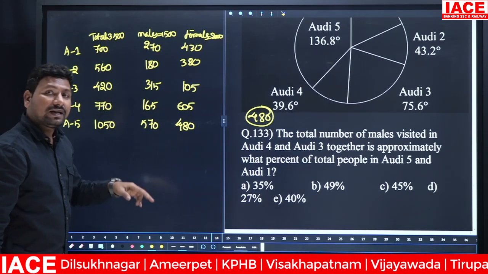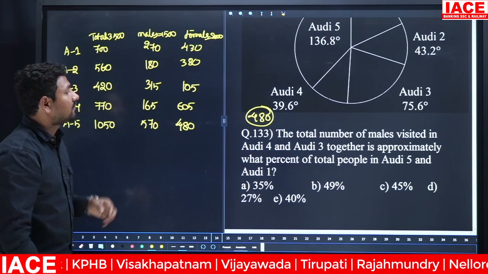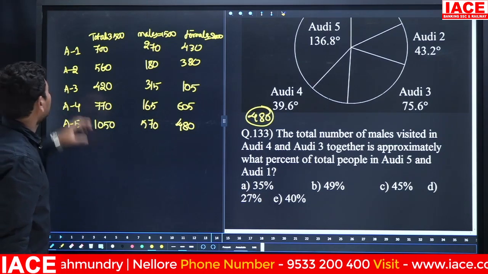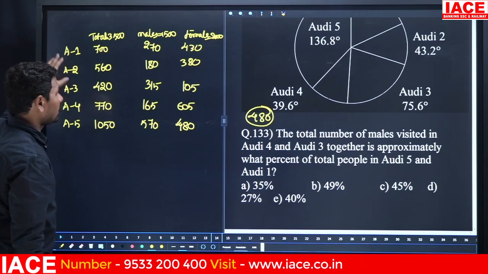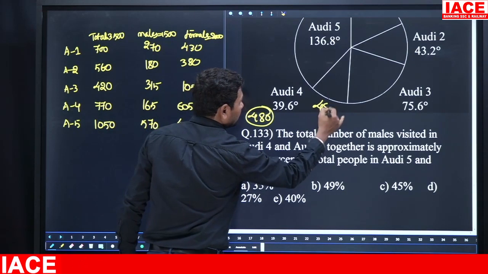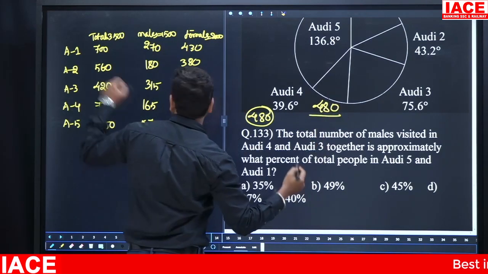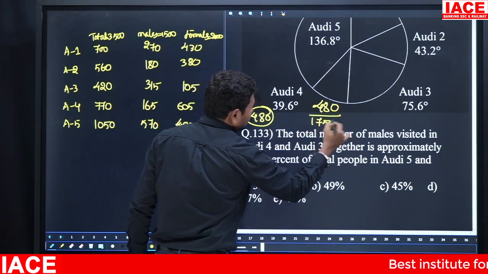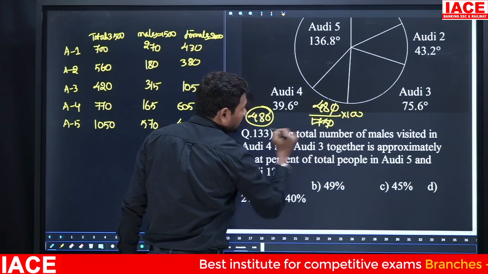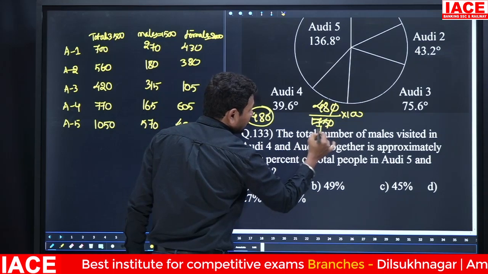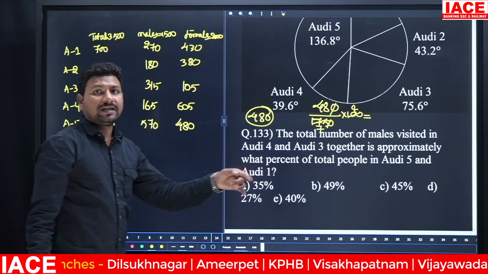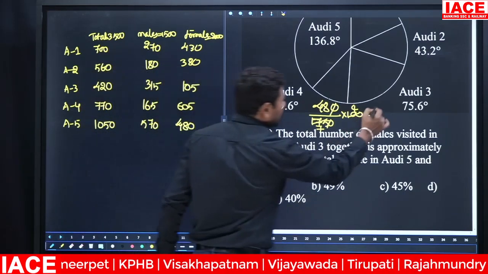Together is approximately what percentage of total people in RD5 and RD1? Total people together in RD1 and RD5 means 1050. Here 480 by 1750. We need percentage, so multiply with 100. Then the 0s will be cancelled. 25 7s are 175, 25 4s are 100. And 4 into 48, 4 8s is 32, 4 4s is 16. It is equal to 192.